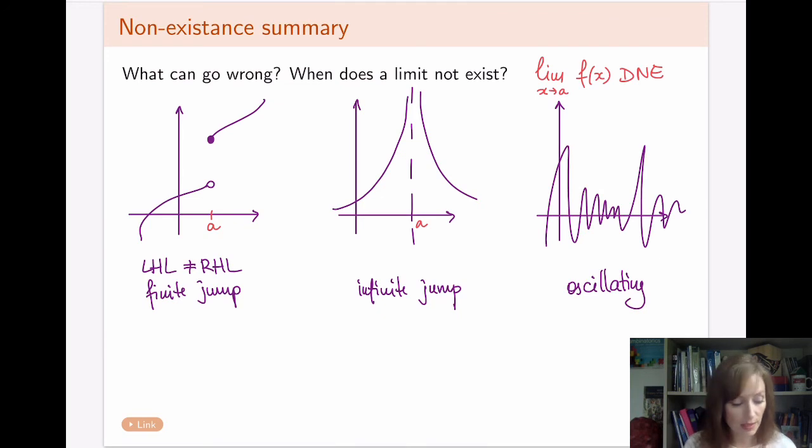And next time, we will start dealing with limits a little bit more algebraically as well.